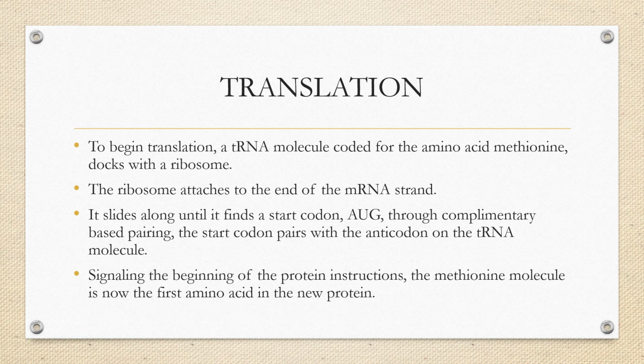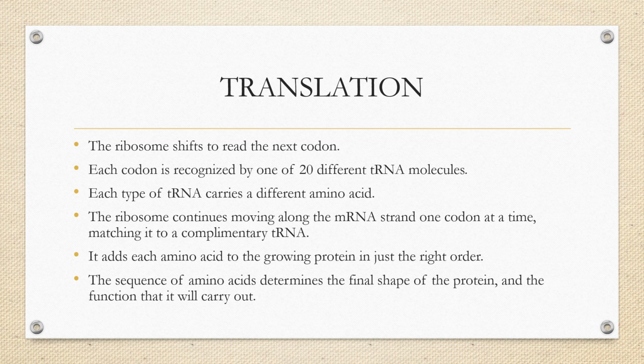To begin translation, a tRNA molecule coded for the amino acid methionine docks with a ribosome. The ribosome attaches to the end of the mRNA strand. It slides along until it finds a start codon, AUG, through complementary base pairing. The start codon pairs with the anticodon on the tRNA molecule, signaling the beginning of the protein's instructions. The methionine molecule is now the first amino acid in the new protein. The ribosome shifts to read the next codon.